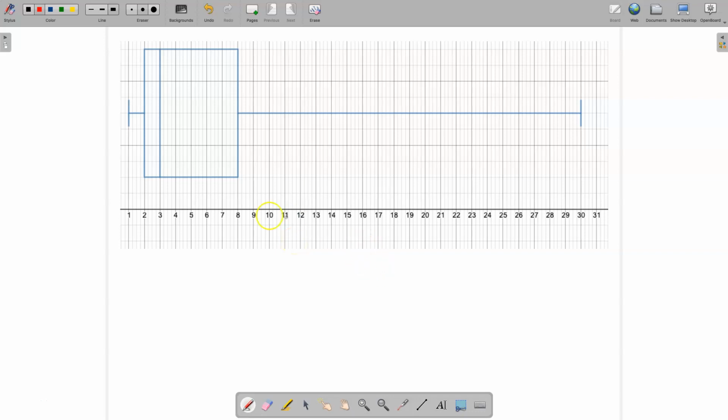So we have a box and whisker plot here, and we want to talk about outliers. But before that, let's just put some points on here. So this is 1, and this is the lowest point, and this is the highest point of the data, 30. And 8, this is the upper quartile, the lower quartile, 2, and the median is 3.